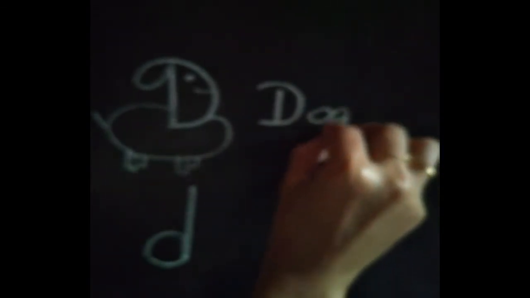Okay. The next. D for dog. D-O-G, dog. Okay. Next. What shall we do with this baby D? Shall we draw something different? Shall we draw a D for dino?